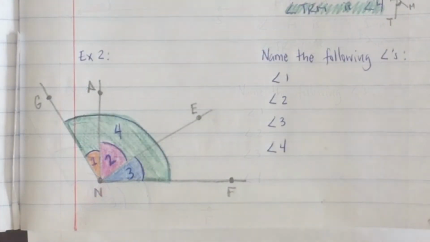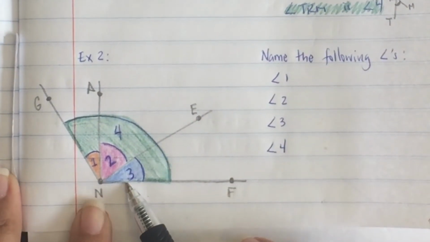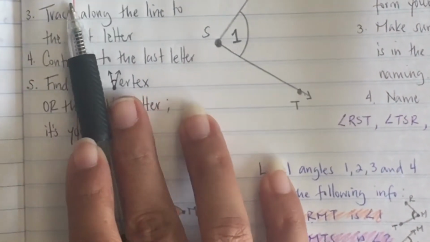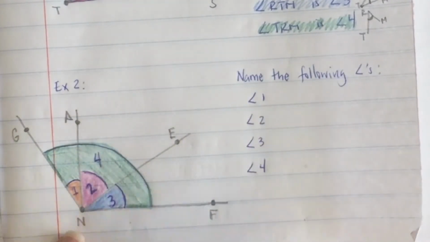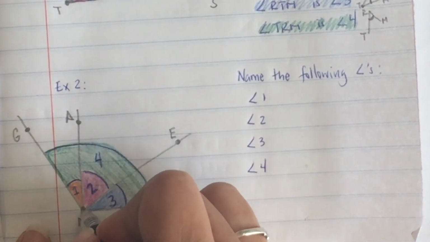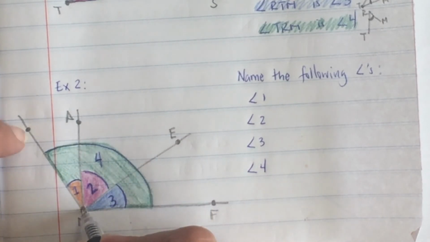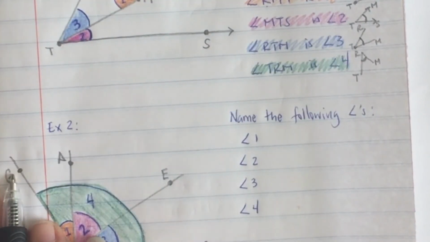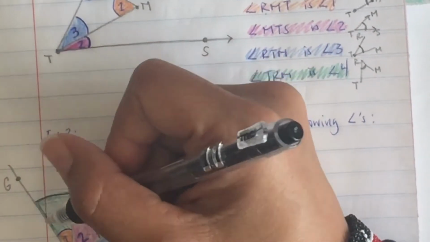Alright, name the following angles. Angle 1. So look at angle 1. Again, start at the first letter, trace along to the vertex, and then to the next letter. So angle 1 is right there. There's the vertex. So start at any letter, trace to the vertex, then to the other one. So we can go G, N, A.